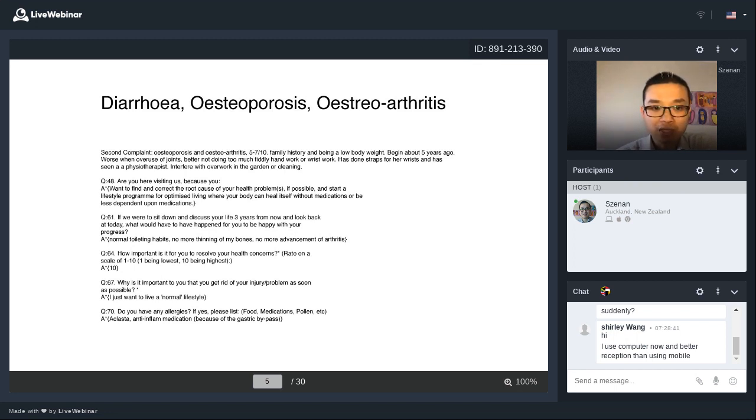How important it is for you to resolve your health concerns. Out of 10, with 1 being lowest and 10 being highest, she put 10, right? So this is important for her. Why is it important to you that you get rid of your injury problem as soon as possible? I just want to live a normal lifestyle. You see how serious this patient is about her health?